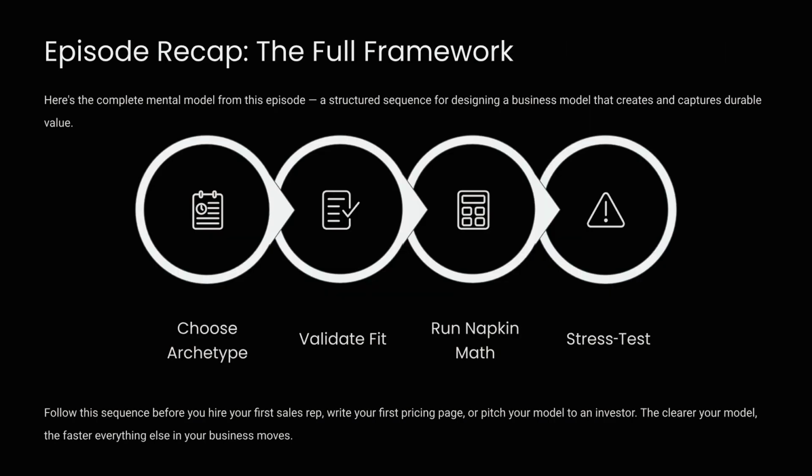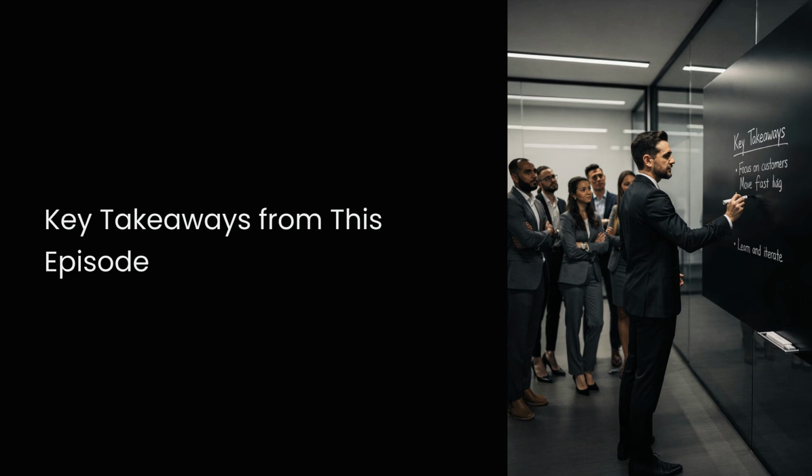To recap, here is the full framework. Choose an archetype, validate fit, run napkin math, and stress test the model. This structured approach is vital before starting sales or pitching to investors. Here are the key takeaways from this episode. Your business model is a strategic choice, not a default. Gross margin determines your growth ceiling. Start with napkin math before the pitch deck and obsessively watch the 3 warning signs.